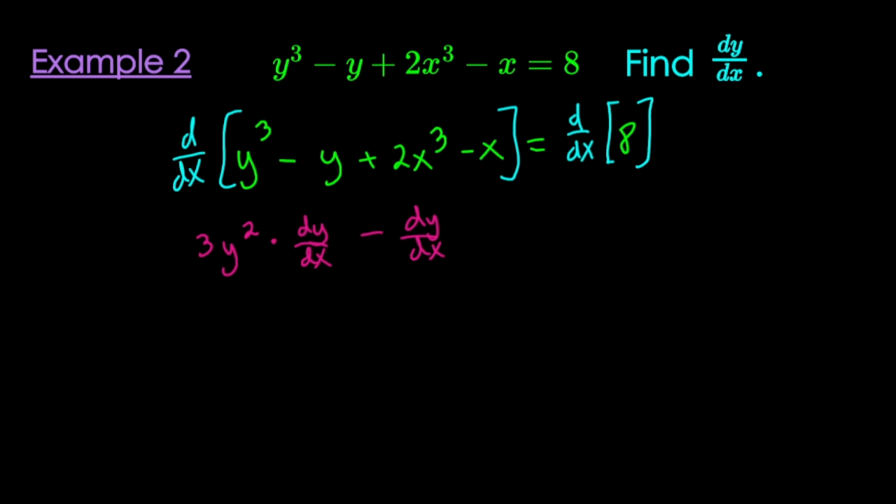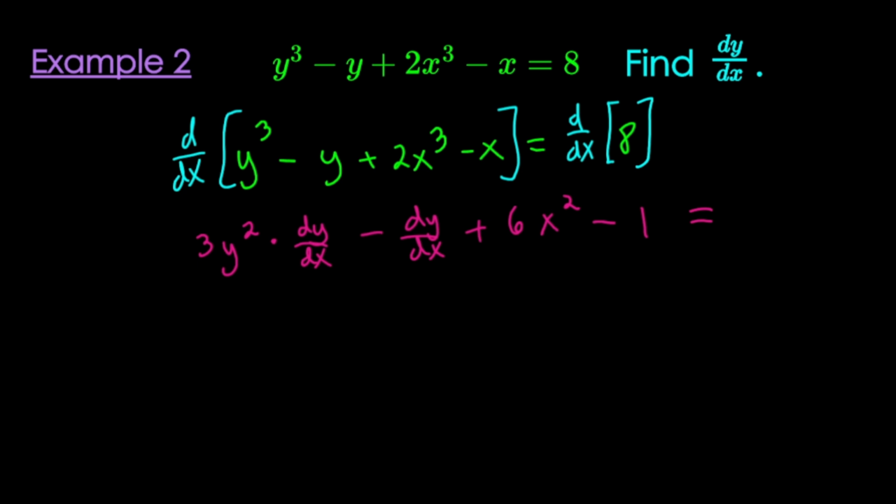Then we take the derivative of 2x cubed. Noticing that x is the same variable as the independent variable, so we won't have to worry too much about the chain rule here. So the derivative of 2x cubed with respect to x is 6x squared. Minus, and then the derivative of x with respect to x is 1.